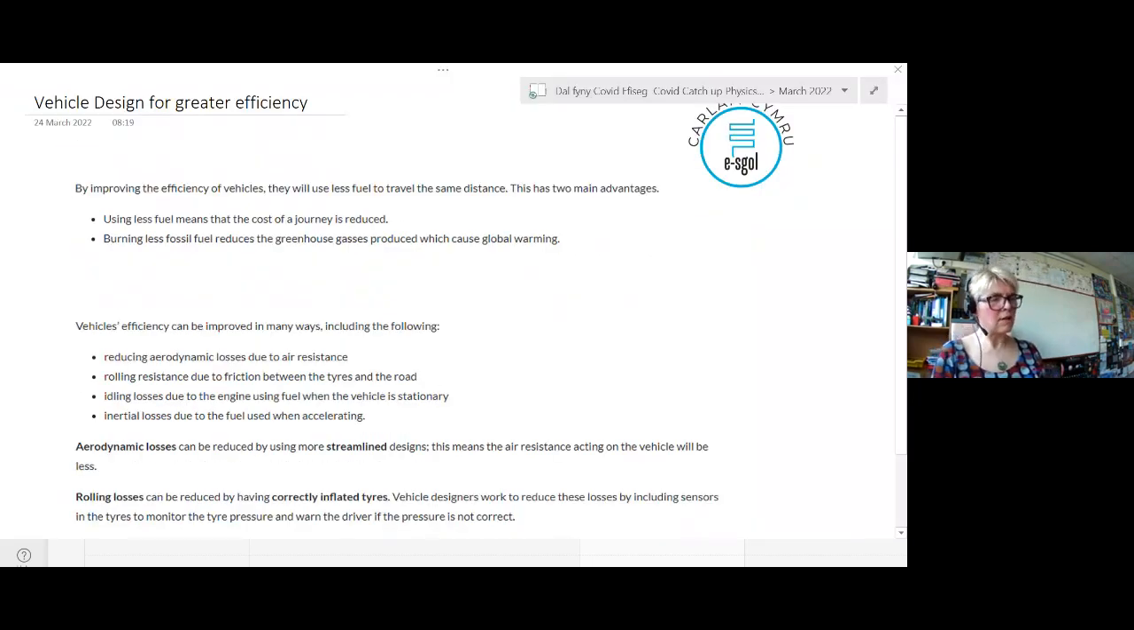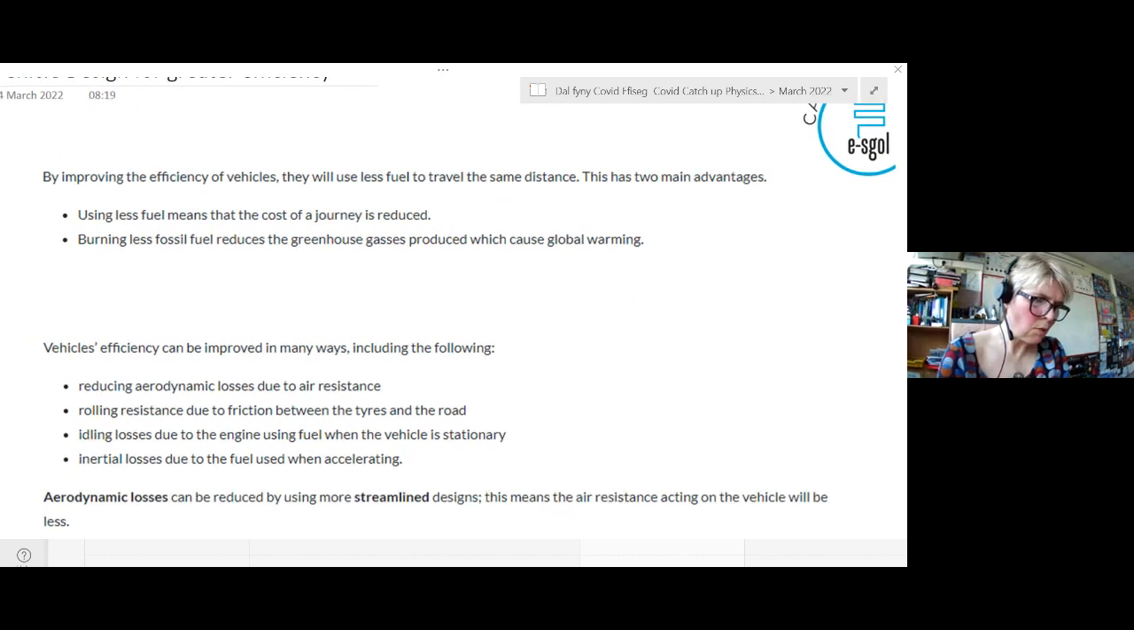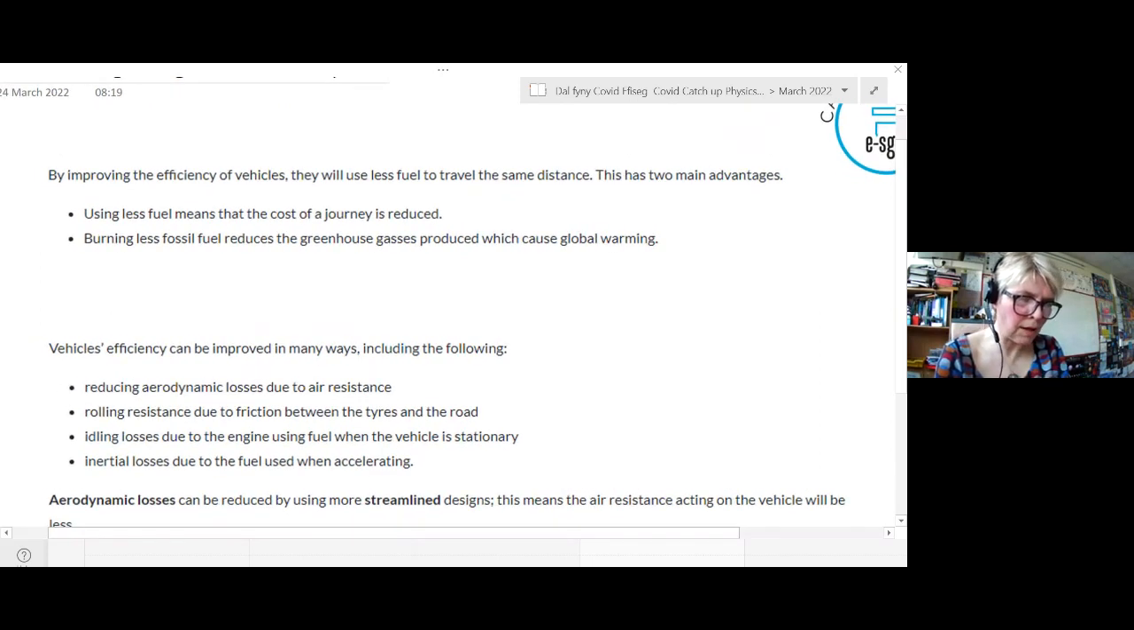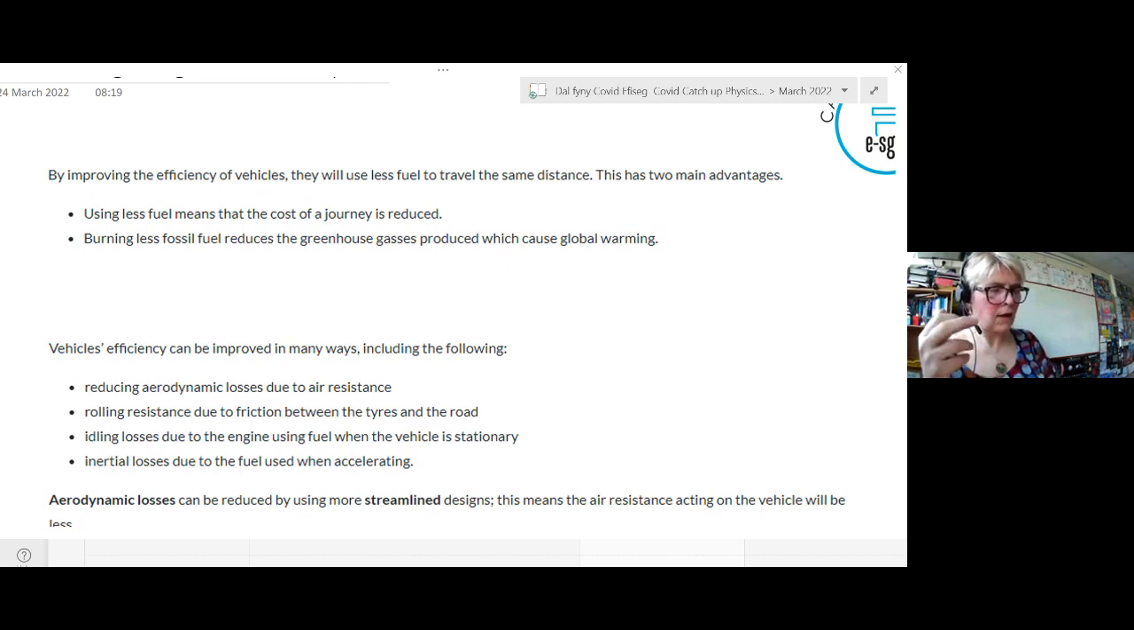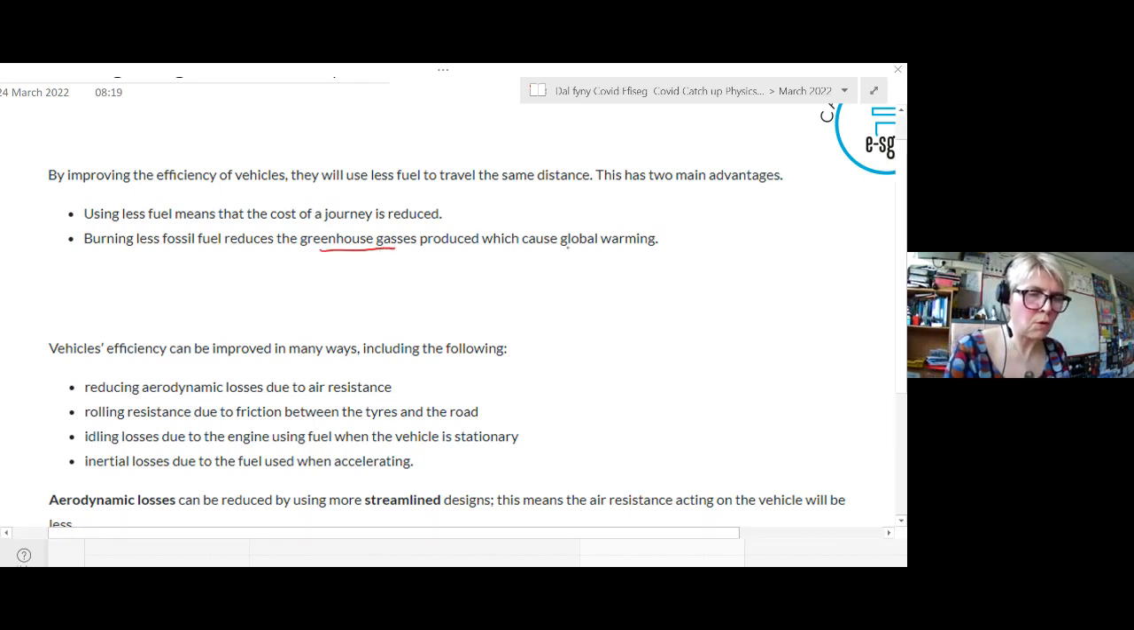Right, so now looking at vehicle design: why do we want to look into vehicle design for greater efficiency? We want to improve the efficiency of vehicles because that means we will use less fuel. We all know that the cost of fuel is rising all the time, so if we can use less fuel, the journey costs less. And also it's better for the environment, but it's not good enough to say that in an exam question. You've got to say things like you're going to be burning less fossil fuels, so you're having less greenhouse gases, which cause less global warming. You've got to say the effect of using less fuel, what it will mean in terms of your pocket and in terms of the environment, but be specific.